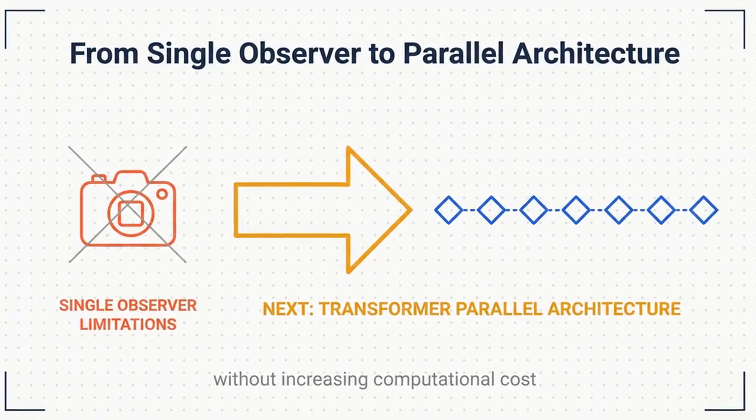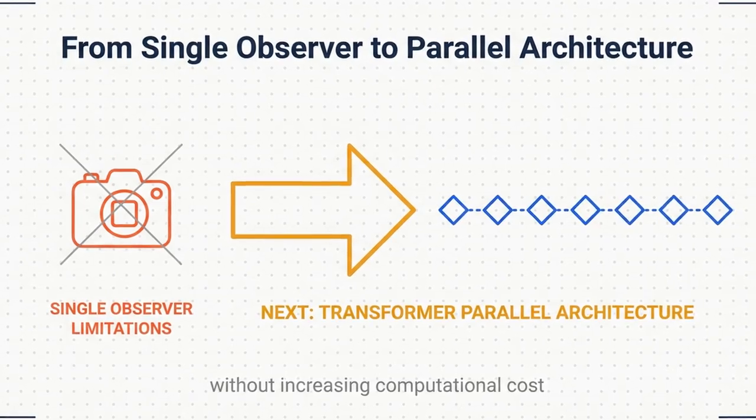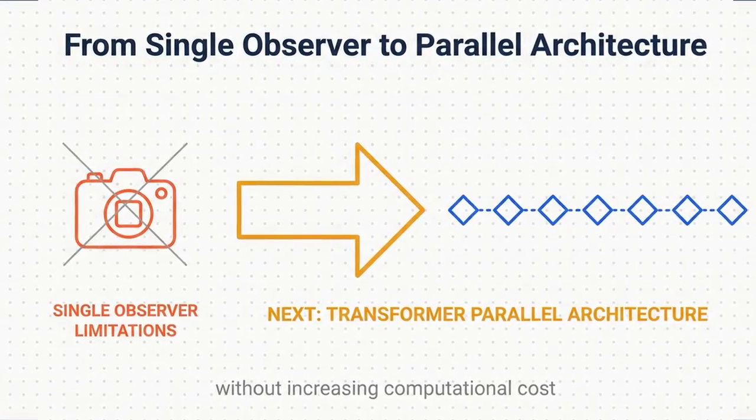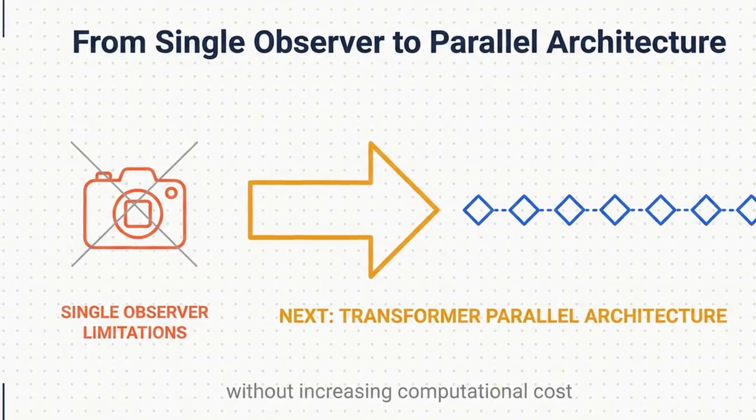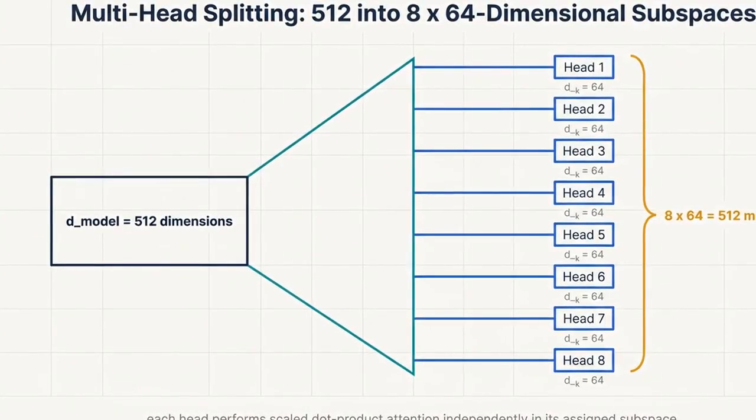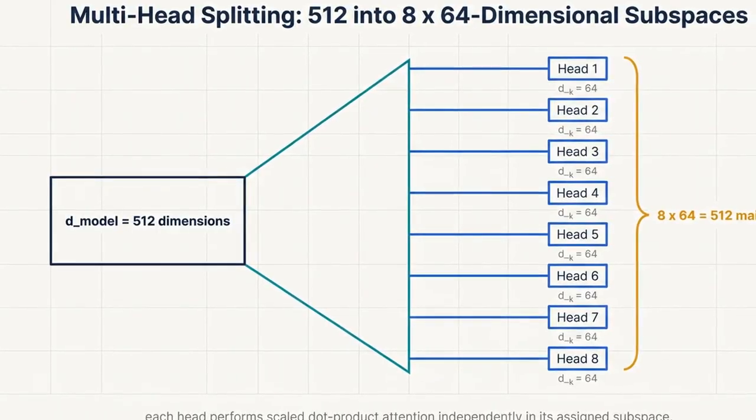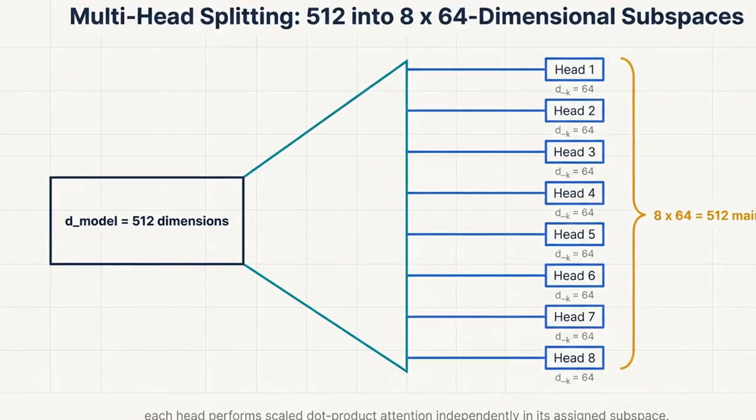Now that we see the limitations of a single observer, let us look at the architecture that allows the transformer to deploy these parallel observers without exploding the computational cost. The magic of multi-head attention is that it does not simply duplicate the attention mechanism. It splits the input space into independent representation channels.